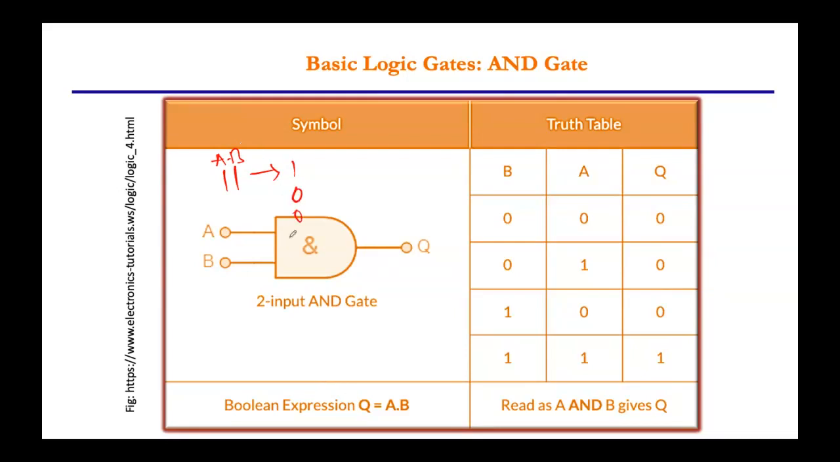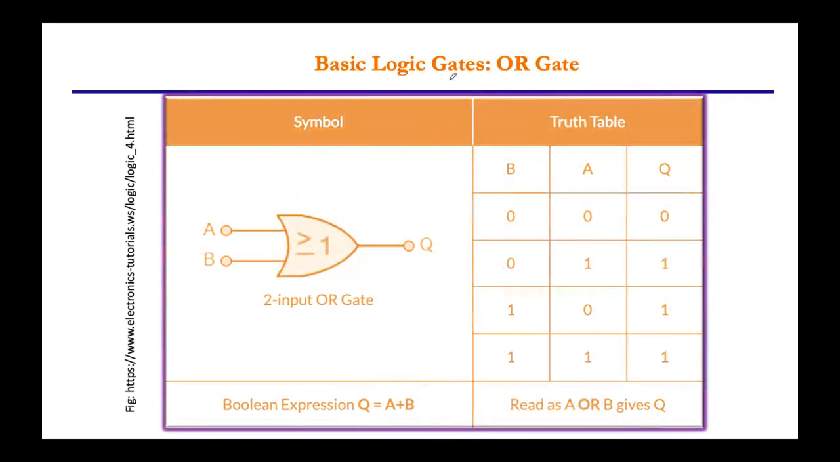In all other cases, the result will be 0. So this is the logic gate, and if you observe this, it gives the multiplication type operation, bitwise multiplication operations. They can be performed easily by the AND gate. Now comes to the next one.